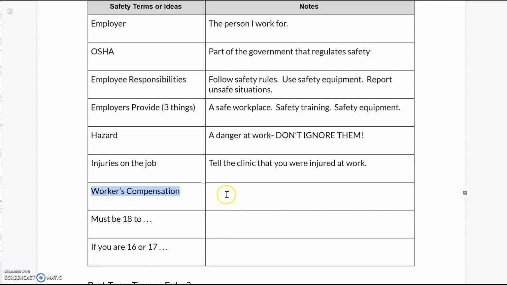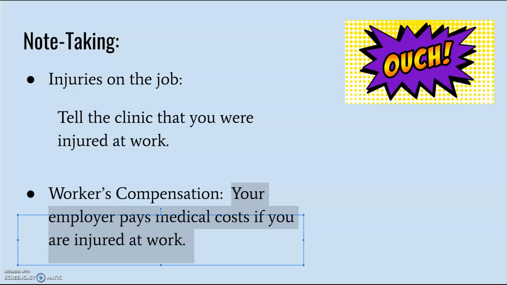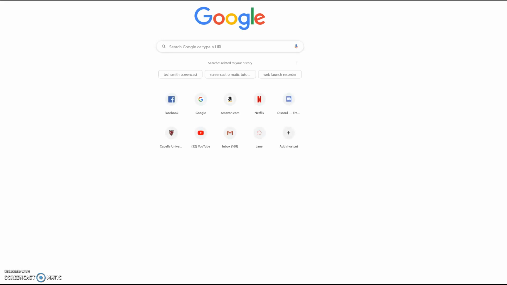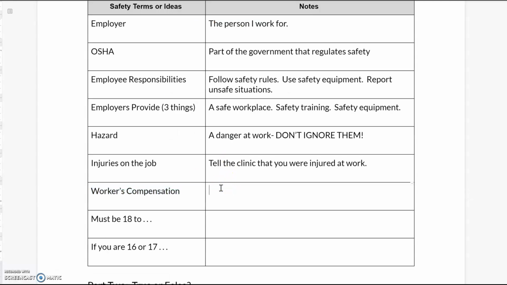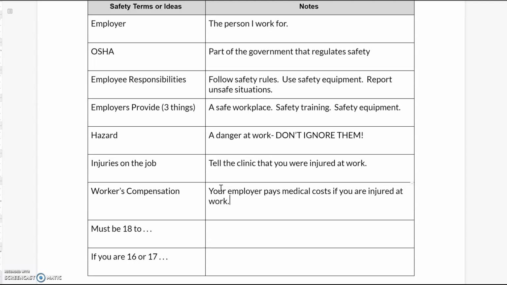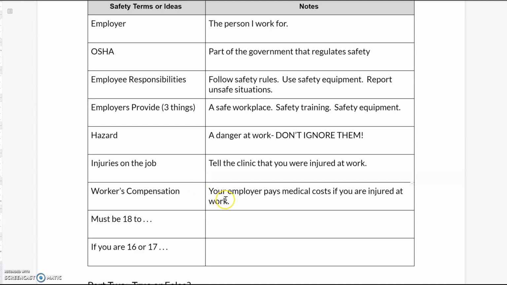So, workers' comp. Let's make sure we get it exactly right. Your employer pays medical costs if you are injured at work. Now, do you think your employer wants to pay medical costs if you're injured at work? No. So that's why, again, this is probably the most important thing we're learning today. You are responsible to follow safety rules, use safety equipment, and report unsafe situations so that you don't get hurt.